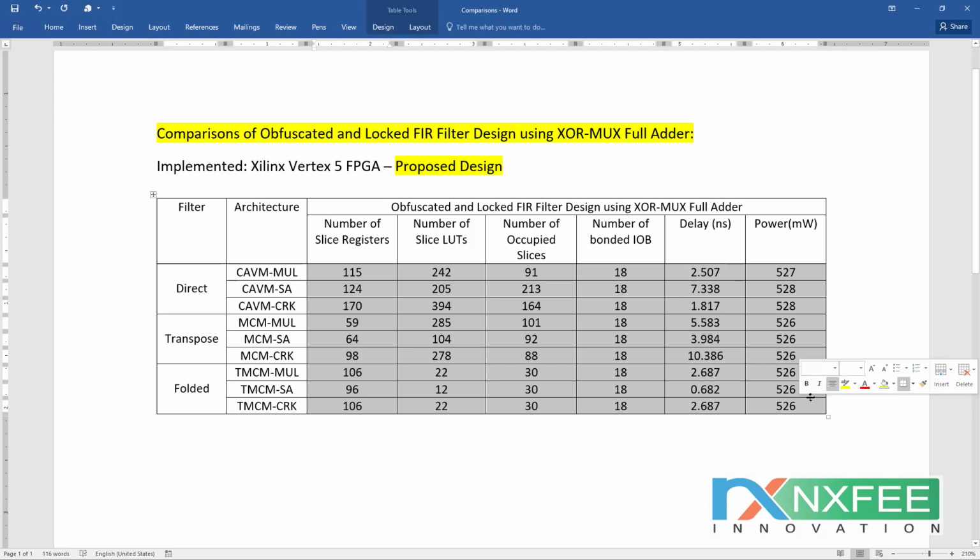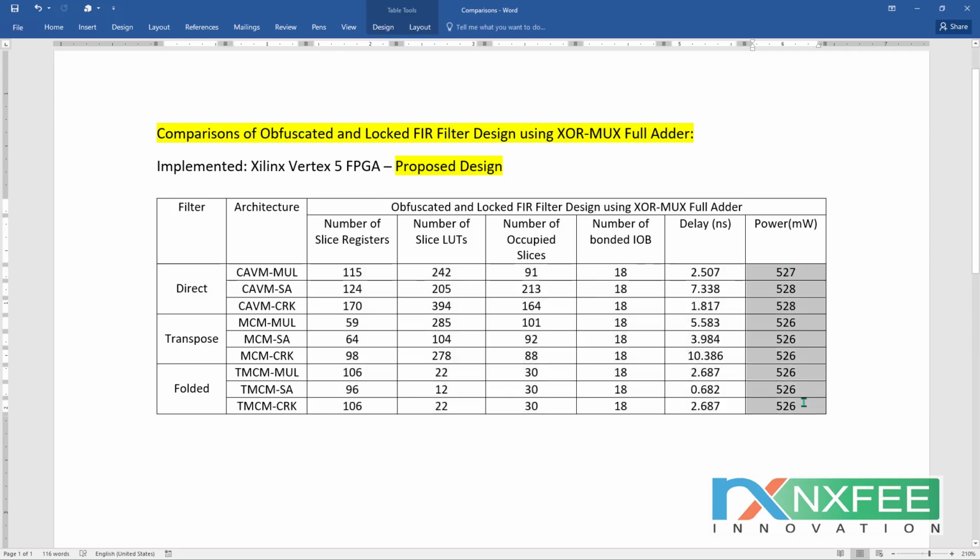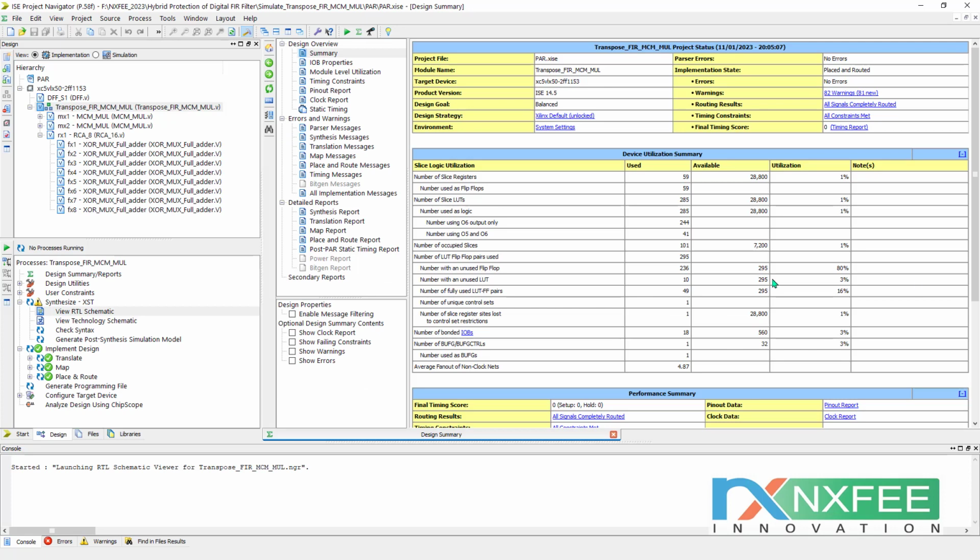Here the power is almost the same, 526 and 527. Why? Because of the number of slice registers, the utilization percentage will take only 1 or 2% compared to the available. That's why this minimum level of power is occupied. Other than that, the area and delay will vary.